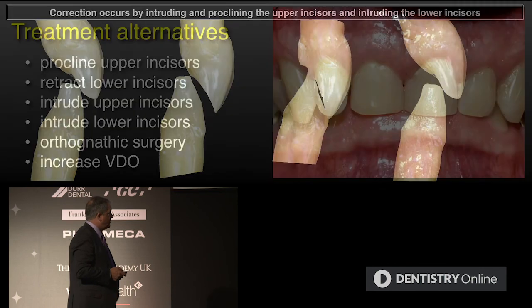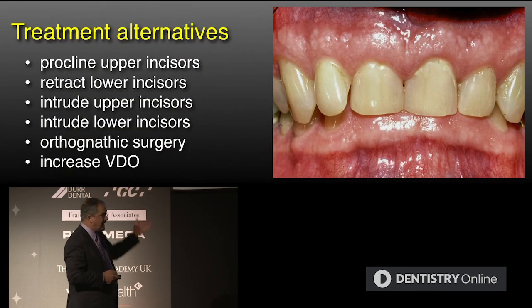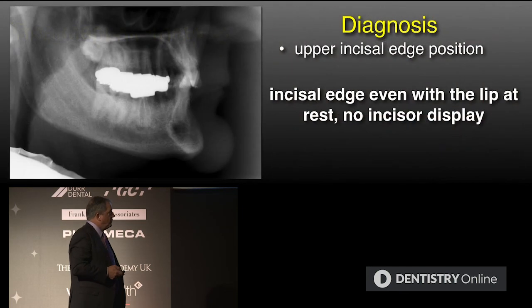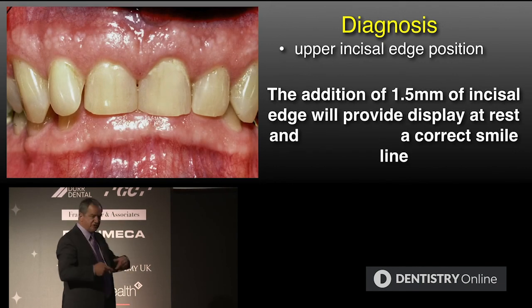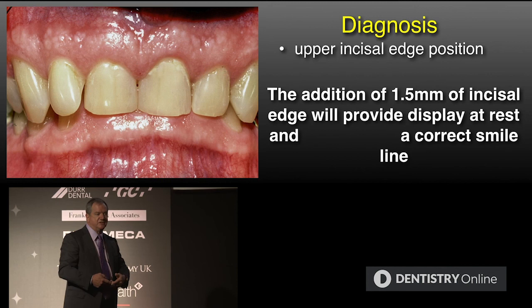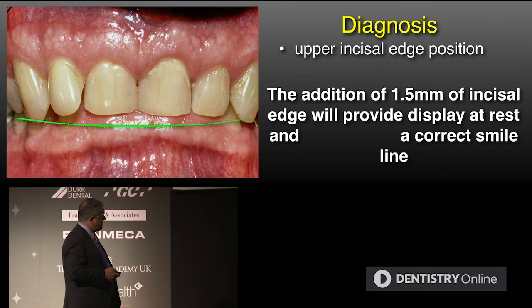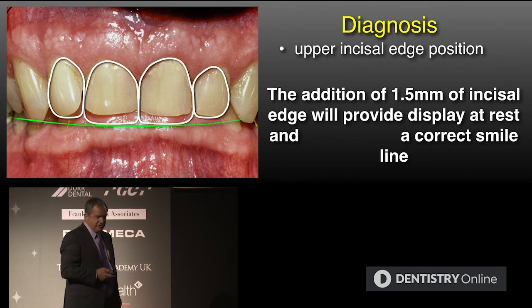Now, let's walk through our possibilities. There's our little algorithms, okay? Where's his incisal edge right now? It's even with his lip at rest, so we're going to want to add some length to it. And notice we're always starting with the centrals. We're always starting with where do we want to put the upper anteriors and then the upper posteriors. In his case, we probably want to add about that much, right?